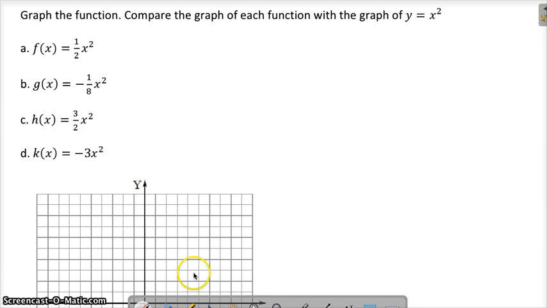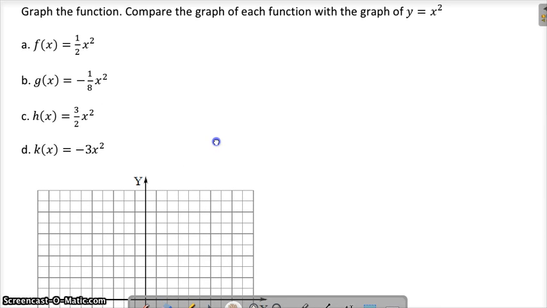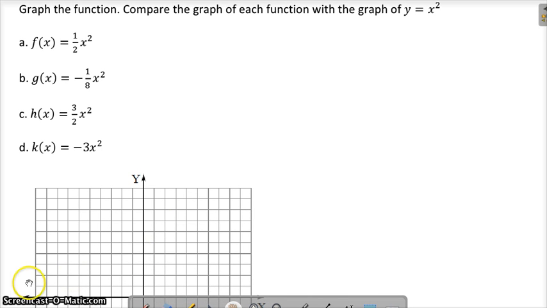So I'm looking at the next page, and we're asking basically to do the exact same thing, but to compare these with this original graph. So just make sure that you know that the original graph is just a parabola, and this number here in front has an effect on how it looks vertically. It could be vertically stretched or compressed.